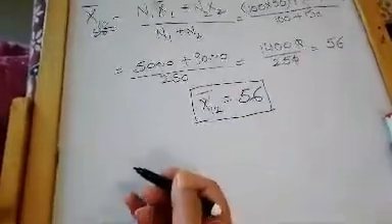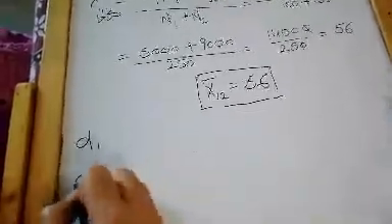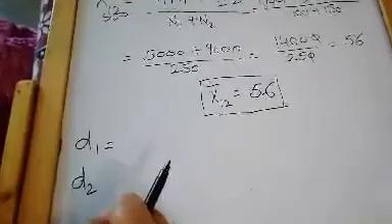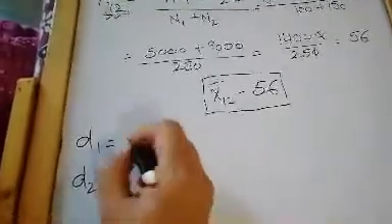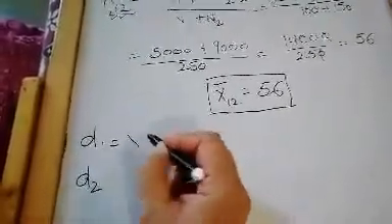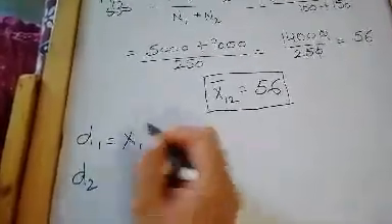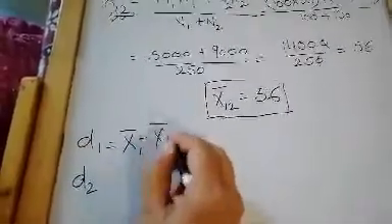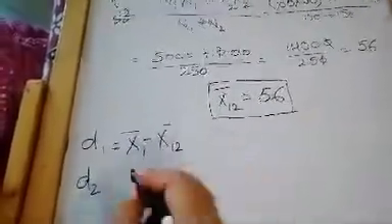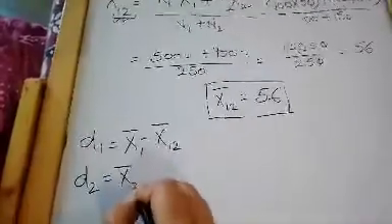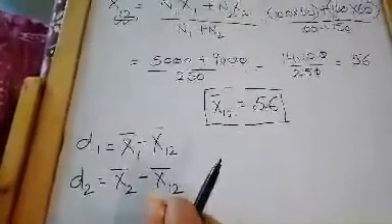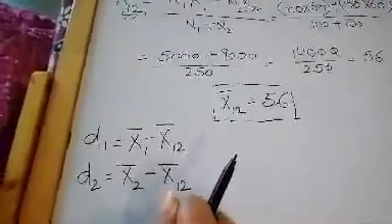So my next step will be calculation of deviation, that means D1 and D2. Okay, so D1 is the deviation of the first group and D2 is the deviation of the second group. The formula for calculating this deviation is: D1 is x1 bar, that means mean of first group, minus the combined mean of both the groups, and D2 will be mean of second group minus the combined mean of both the groups.